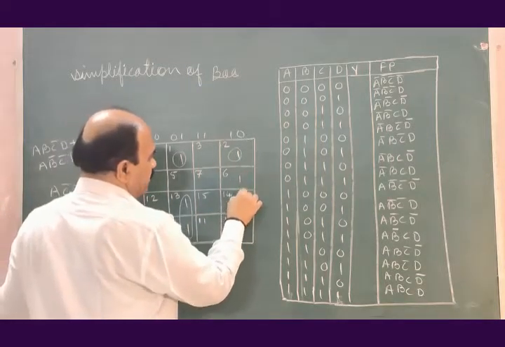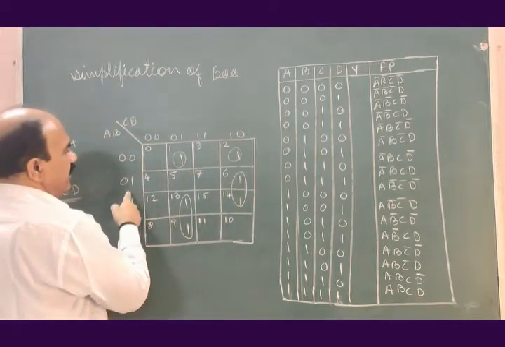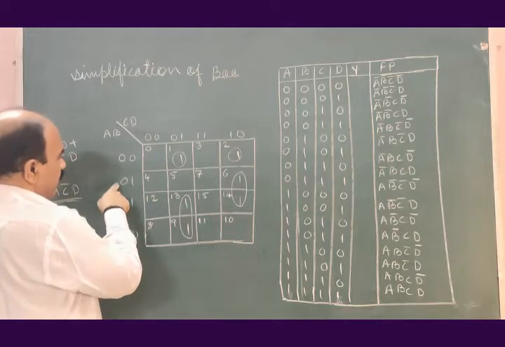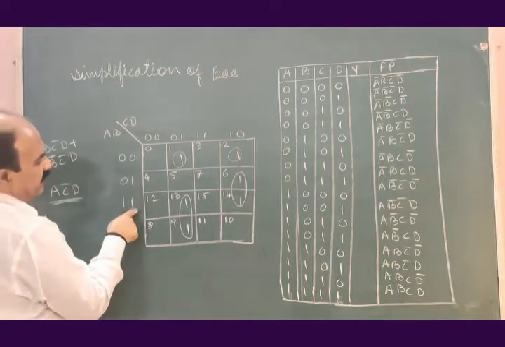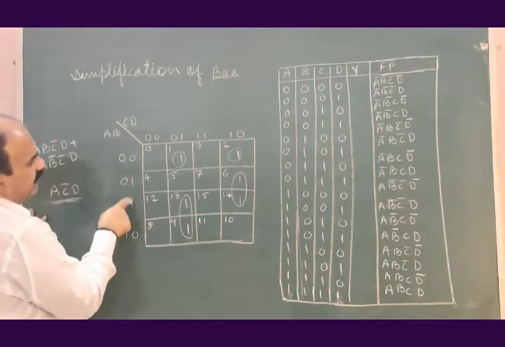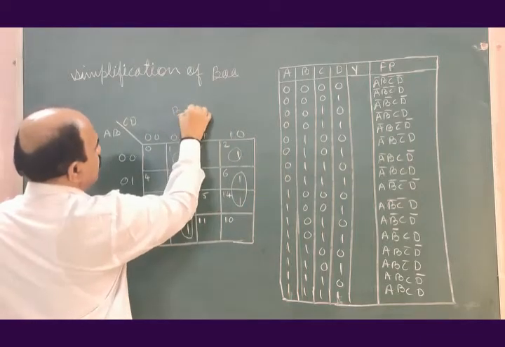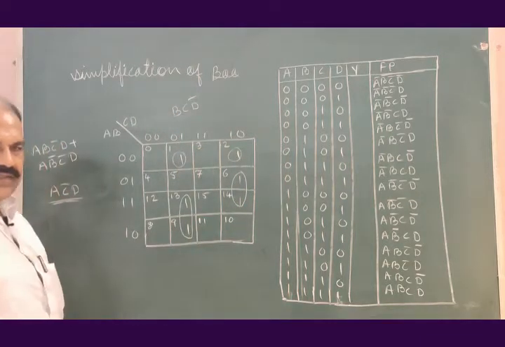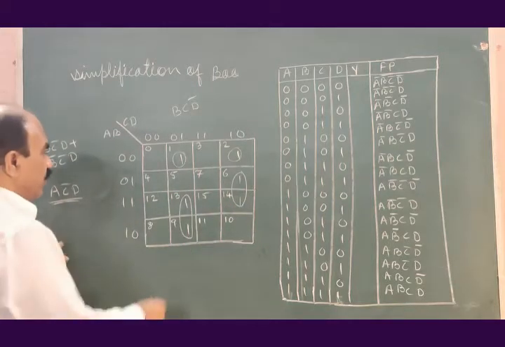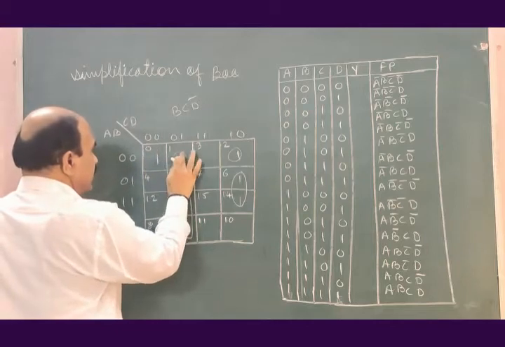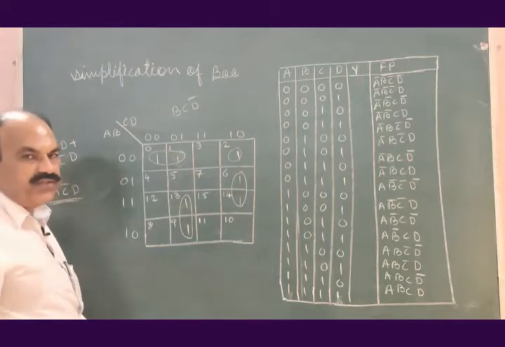If one more pair is here, its equation will be: A will go away because it changes form from complemented to uncomplemented. B is left, its form is same. So equation for this is B C D bar. This is adjacent ones in vertical direction. We may have adjacent ones in horizontal direction also. This way a pair is formed.